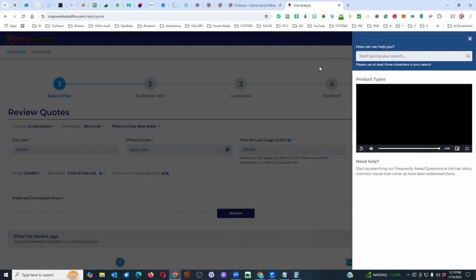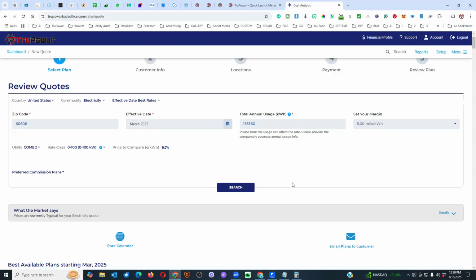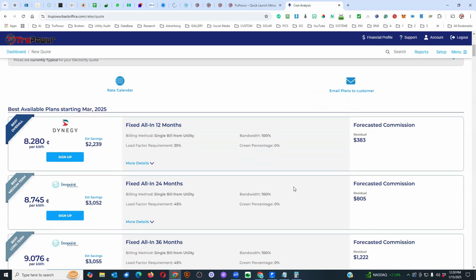So hopefully that was a little more helpful. I am going to include that in the TruPowur Academy. Those are the different areas where you can select the different types of contracts.